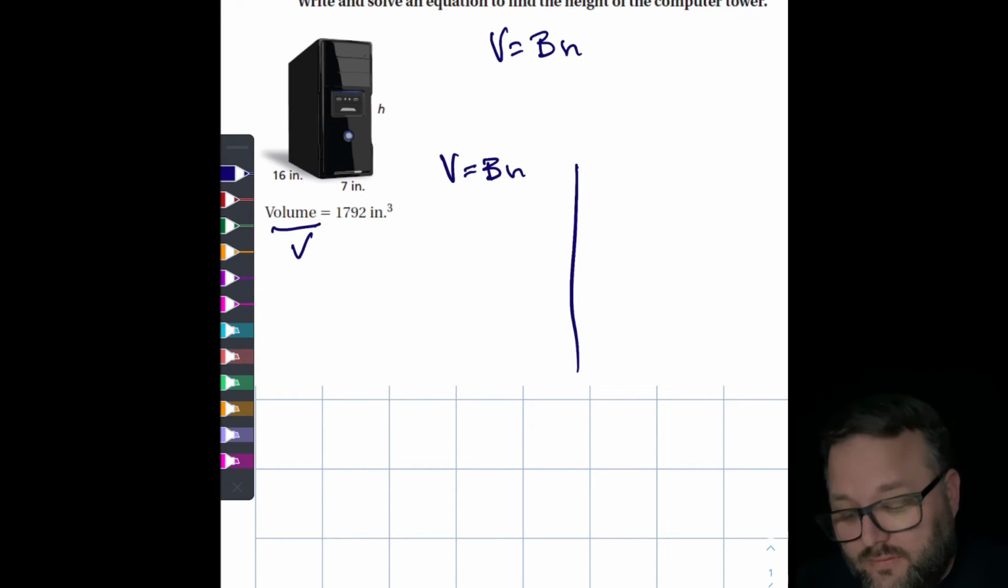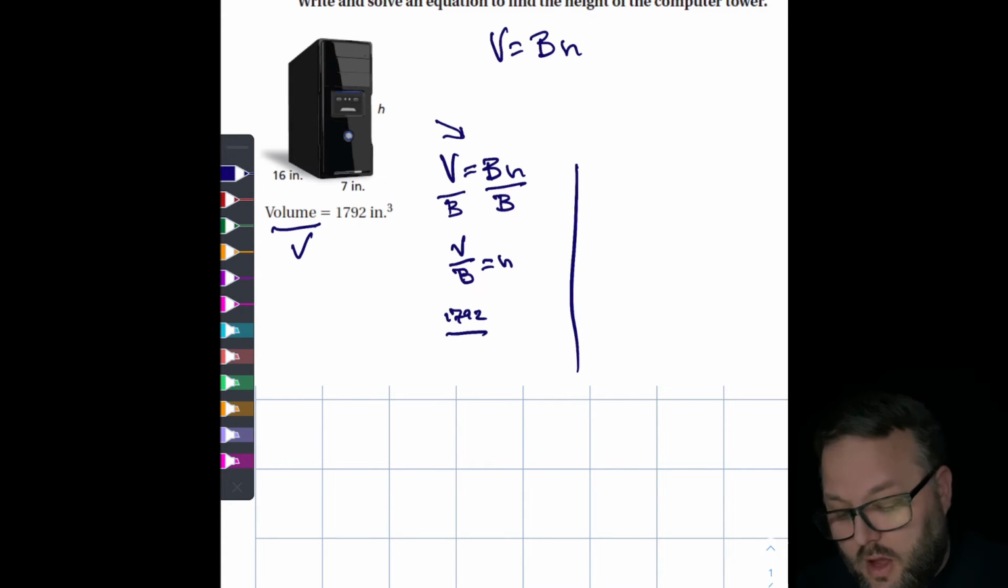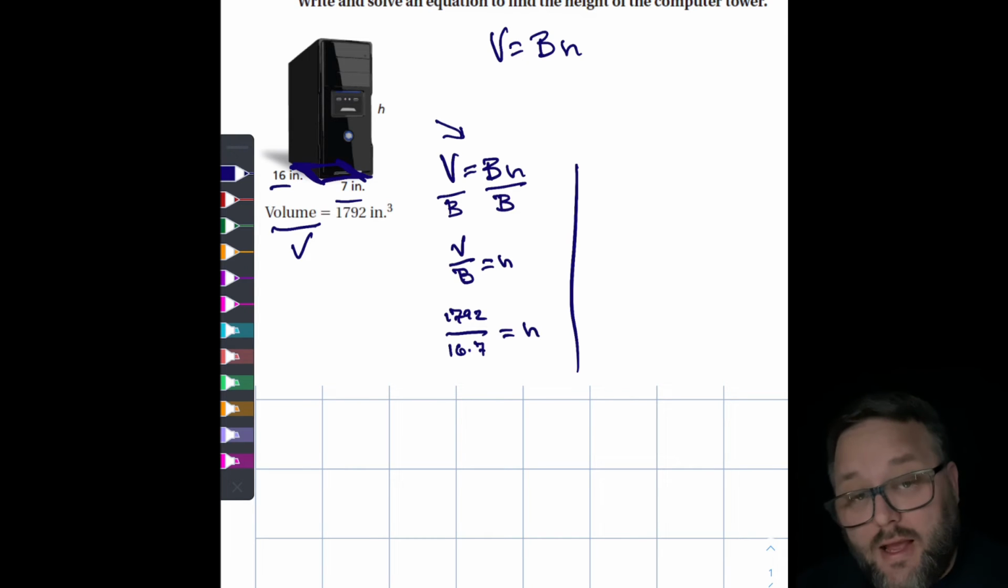So I can solve this equation right here for H simply by dividing each side by B, and I'm left with volume over the area of the base is equal to my height. Now, I have V equals 1792, so I can substitute. I also have the area of my base, which has been right here the whole time, 16 by 7, which means it's 16 times 7. And that's going to equal my height.